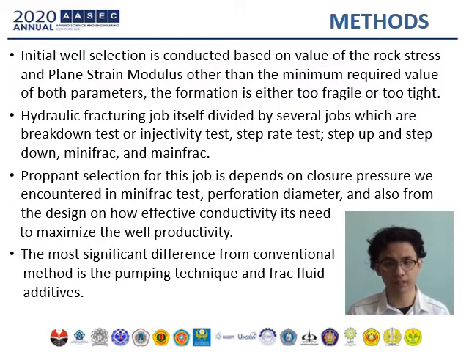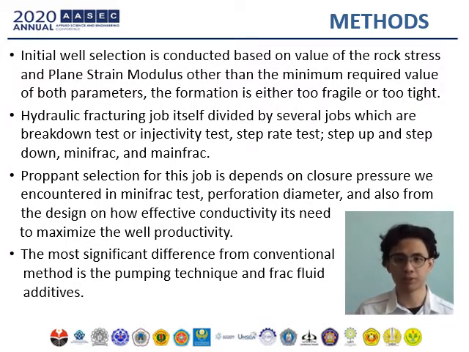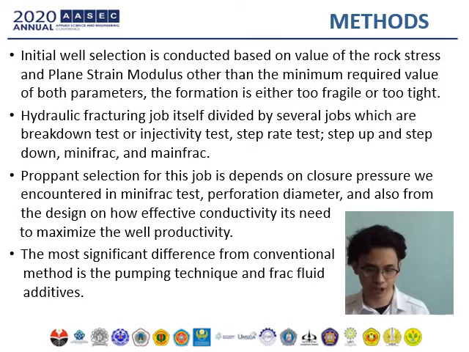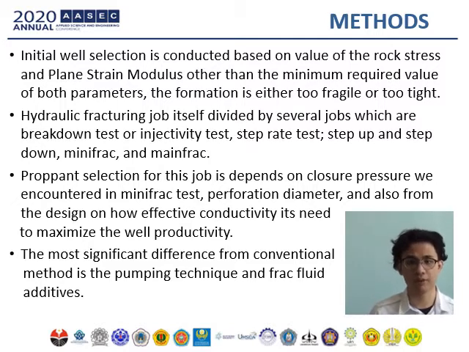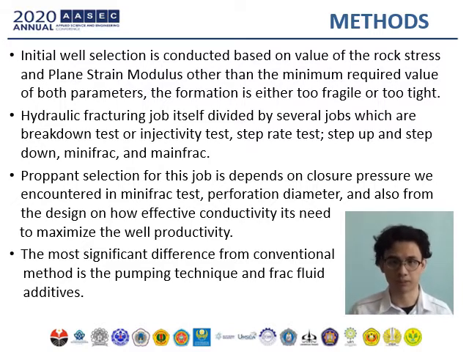The hydraulic fracturing job itself is divided into several jobs, which are breakdown tests or injectivity tests, step rate tests, step up and step down, and mini frac. And for the main job itself, we call it the main frac. Proppant selection for this job depends on the closure pressure we encountered in the last test, which is the mini frac, the perforation diameter, and also the design of how much effective conductivity we need to maximize the well.